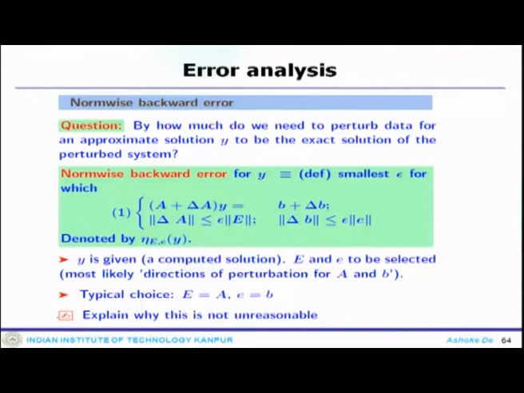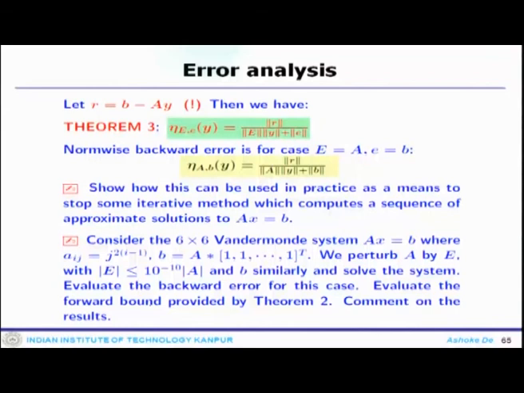So, the backward error of y is the smallest epsilon for which (A plus delta A) y equals B plus delta B, where the norm of delta A is less than or equal to epsilon E, and the norm of delta B is less than or equal to epsilon e. Here y is the computed solution, and E and small e are selected for the perturbation. A typical choice is that E is A and small e is B. Why is that not an unreasonable choice?